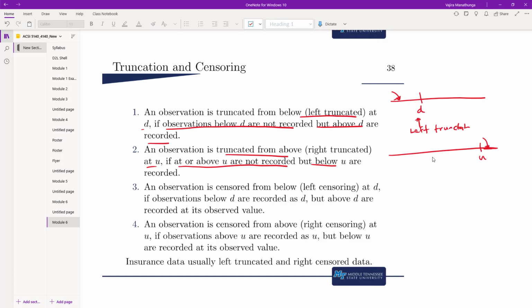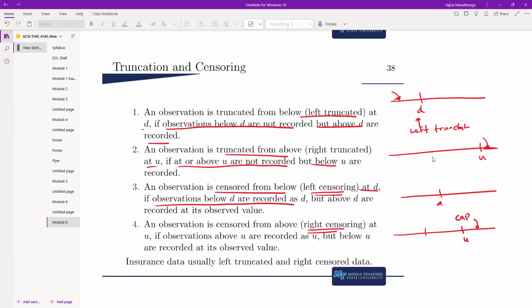And then the next one is an observation is left censored at D if observations below D are recorded as D. So anything that happens below D is recorded as D. So let's say you have a loss less than D, then it's recorded as D. That's called left censoring. And the other one is right censoring, which says anything above that value is recorded as U. So if you have a loss above U, then it's recorded as U. So this is like a cap, a maximum.